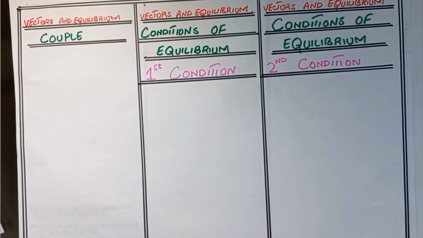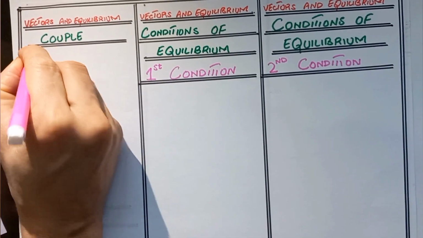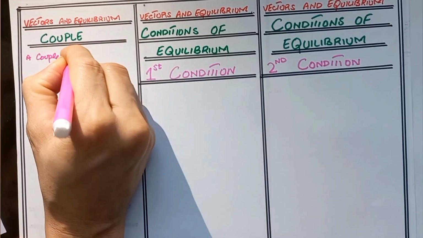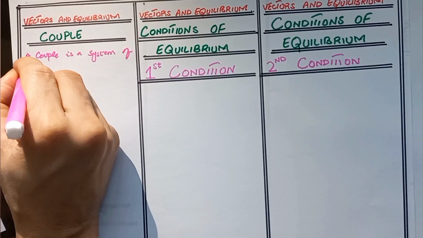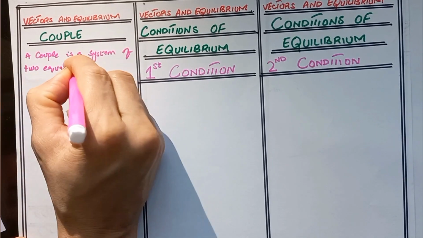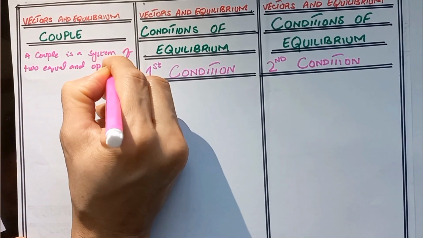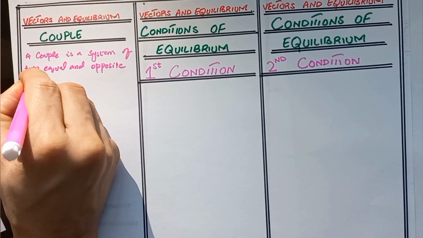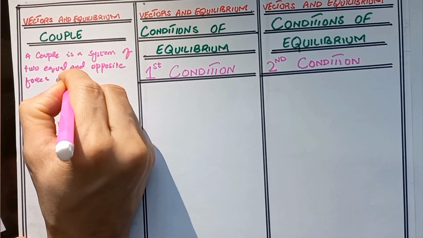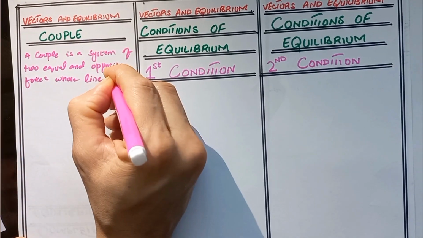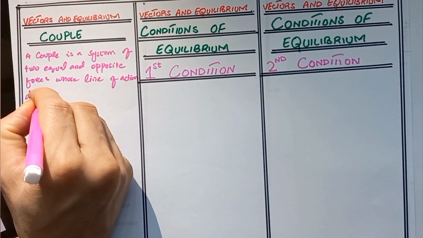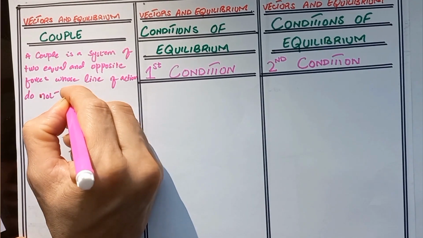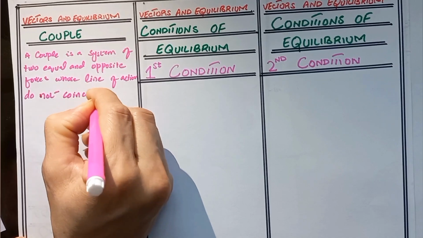Now we discuss the couple. What is a couple? A couple is a system of two equal and opposite forces whose line of action do not coincide.